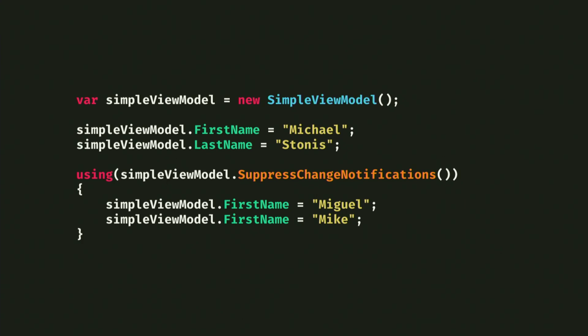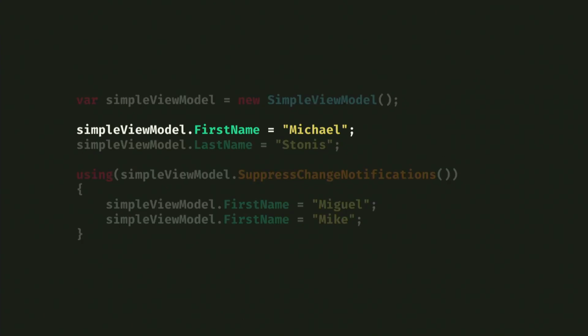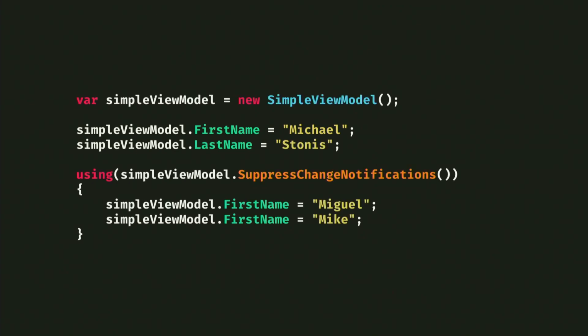What we could do here is with our simple view model that uses reactive object, I could say something like, hey, I'm going to set the first name to Michael, last name to Stonis, and then I could use this using statement, and anything that I do inside of this using statement here, right? So we're going to set this suppress change notifications inside of this using statement. And then anything that I do inside of that block is not going to raise those change notifications, right?